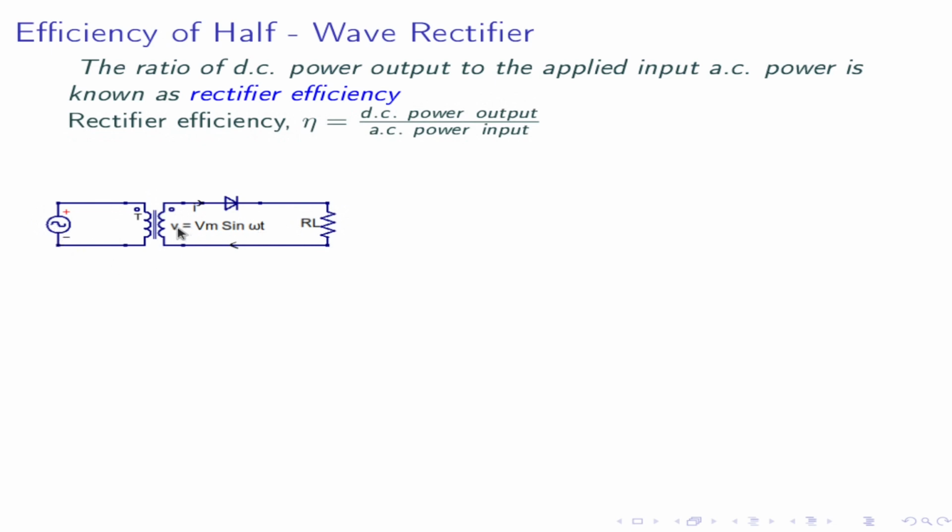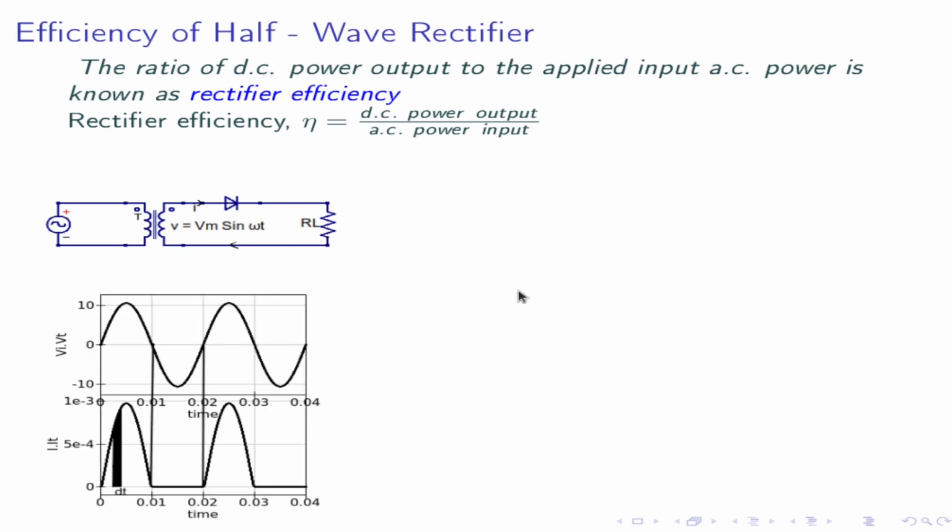This is the signal, and the instantaneous value of the voltage is given by Vm sin omega t, where Vm is the maximum value of voltage, or the peak value of voltage. We have the diode D and a load resistance RL. This is the input signal and the corresponding output current through the load. As we know, there is no output during the negative half cycle. It is clear from this graph.